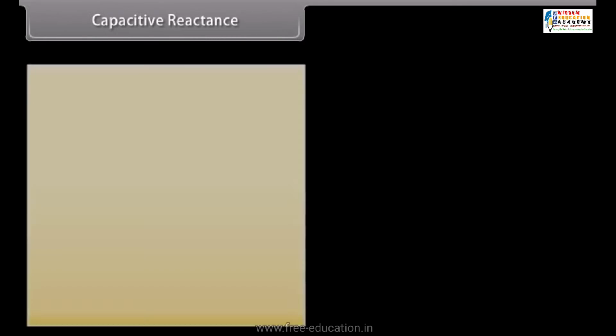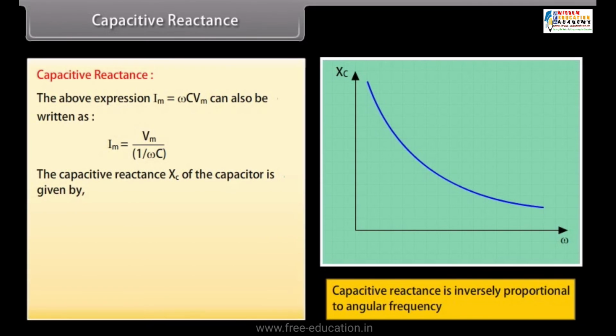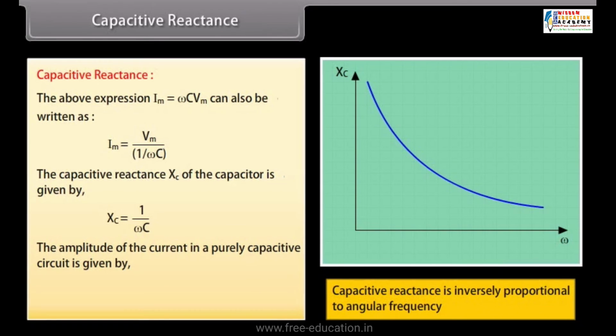Capacitative reactance. The above expression Im is equal to omega C Vm can also be written as Im is equal to Vm divided by 1 upon omega C. The capacitative reactance Xc of the capacitor is given by 1 upon omega C. The amplitude of the current in a purely capacitative circuit is given by Im is equal to Vm upon Xc, or Irms is equal to Vrms upon Xc.